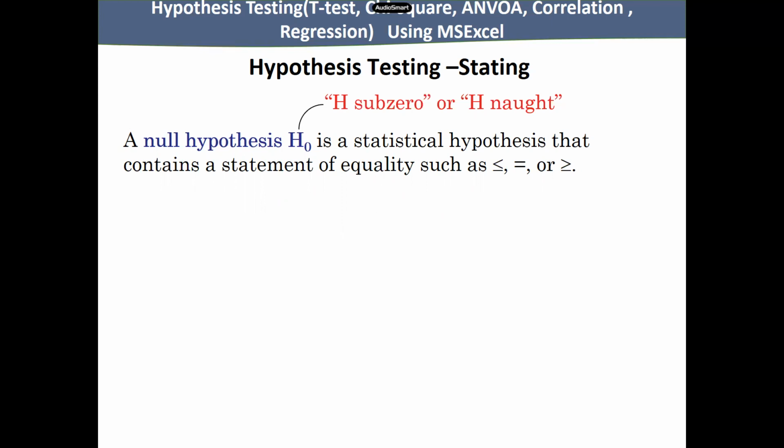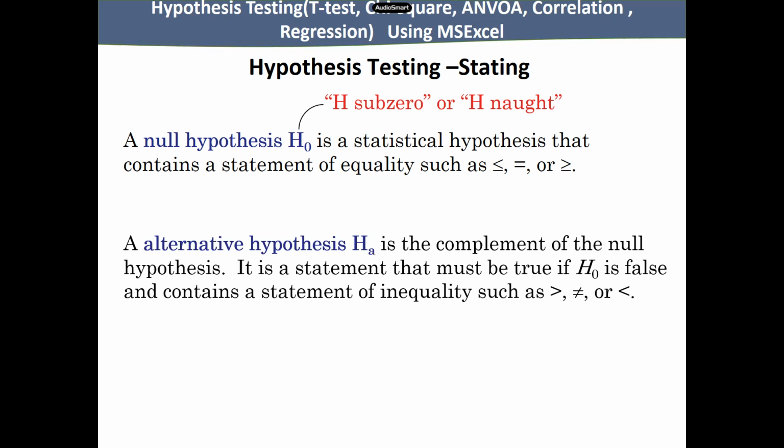So a null hypothesis, which is represented H0, is a statistical hypothesis that contains a statement of equality, such as less than or equal to, or greater than or equal to. Okay, that's what the null contains. The alternative hypothesis, the complement of the null hypothesis, is a statement that must be true if H0 is false. Okay, and it contains a statement of what? Inequality, such as greater than, not equal to, or less than.